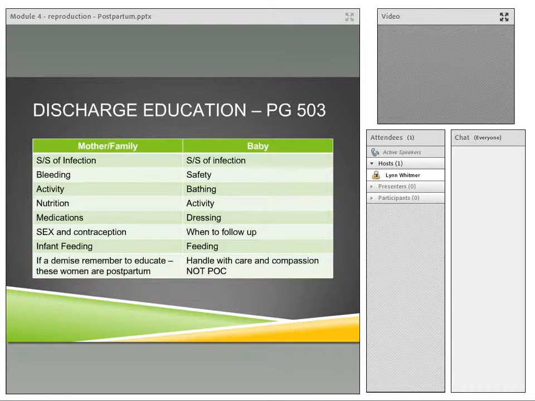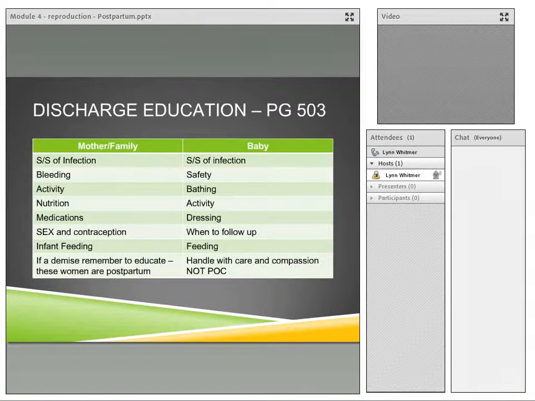Infant feeding is dependent on if you're going to breast or bottle feed. So depending on how you choose to feed, there's different instructions that we'd want to give to you to ensure both safety for yourself and the baby, and making sure that you have all the information you need. And again, if there's a demise, we want to remember to educate our mommies that they are postpartum as well. She just doesn't have a baby to take home, unfortunately.